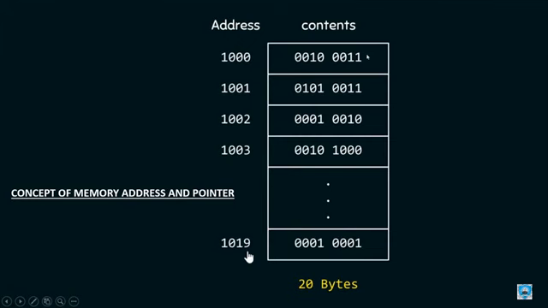this single memory block that stores one digit, one character or one byte is called a memory cell. This memory cell always has an address. As you can see over here, 1000 is the address of the first memory cell. 1001 is the address of the second memory cell. Likewise, the last memory cell address is 1019.